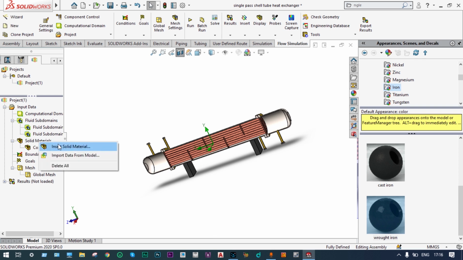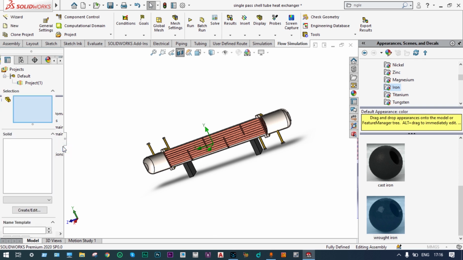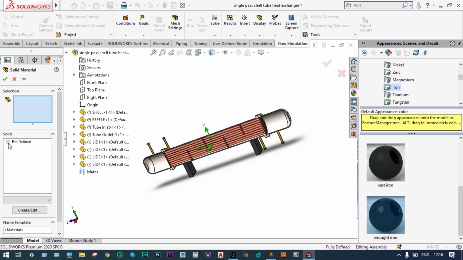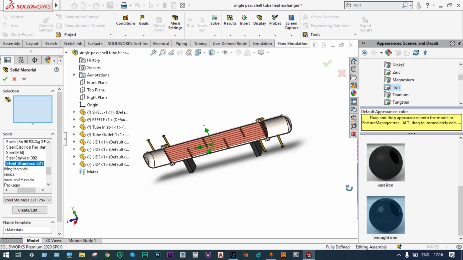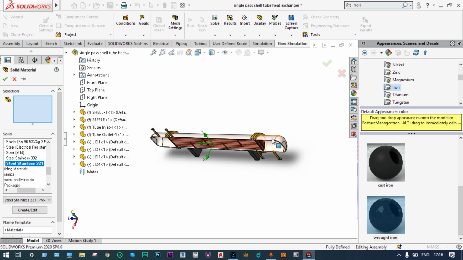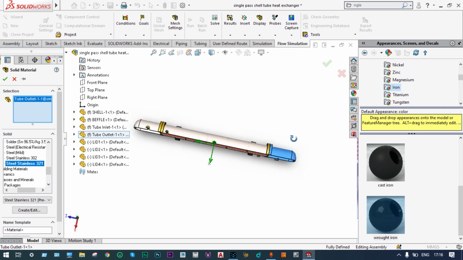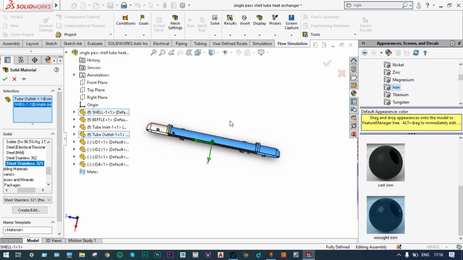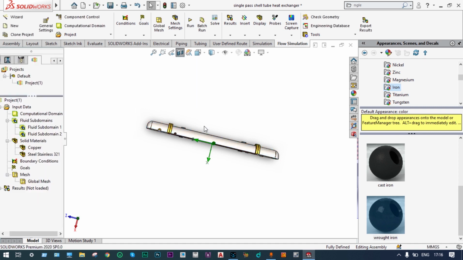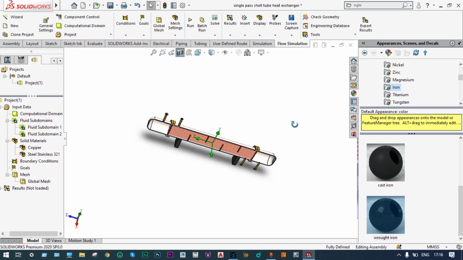Solid material, insert solid material, and the shell will be made up of steel. We are taking stainless steel 321 as the material for this shell. Let us select this separately. Green check. So material is provided.